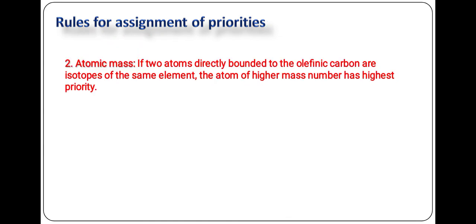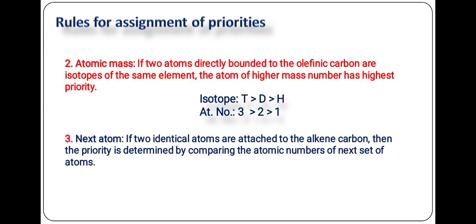Then the second rule: if two atoms directly bonded to the olefinic carbon are isotopes of the same element, the atom of higher mass number has higher priority. Here isotopes are hydrogen, deuterium, tritium: hydrogen has mass number 1, deuterium 2, tritium 3. The third rule is, if two identical atoms are attached to the alkene carbon, then the priority is determined by comparing the atomic number of the next set of atoms.